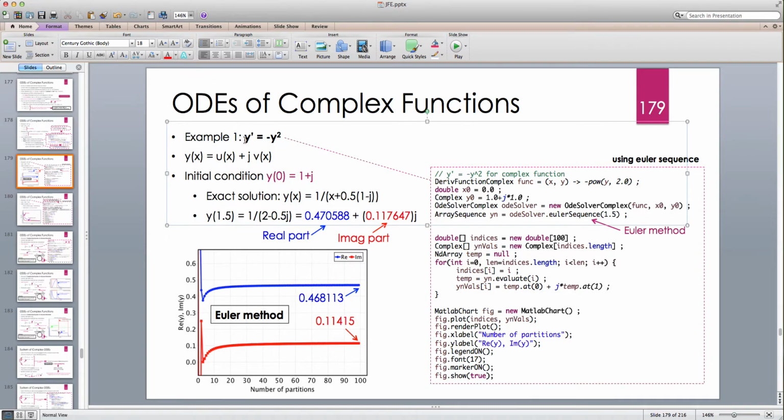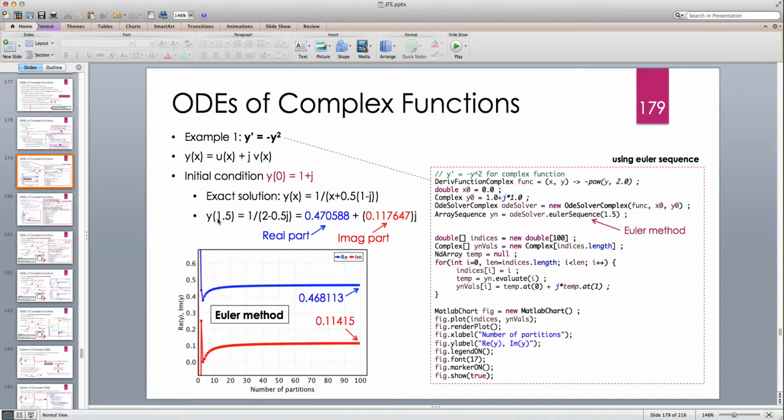And this differential equation has an exact solution. Y of x is 1 over x plus 0.5 times 1 minus j. So this is already a complex number. So the solution is 1 over x plus some complex number. If I put x equals 0, this becomes basically 2 over 1 minus j, which is 1 plus j. So it satisfies the initial condition, and obviously you can confirm that it also satisfies the differential equation, which is very easy to see.